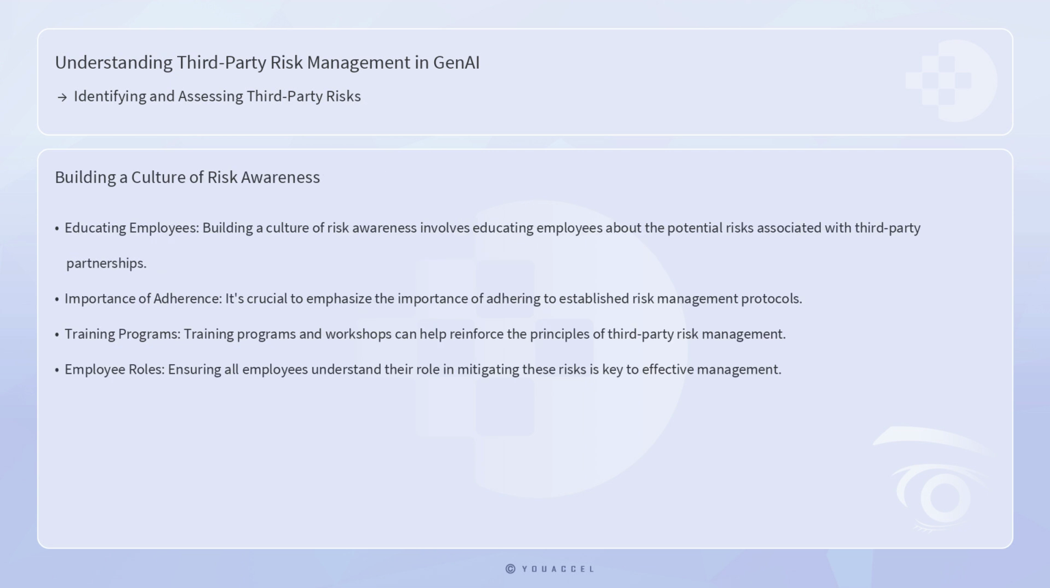Building a culture of risk awareness within the organization is essential for effective third-party risk management. This involves educating employees about the potential risks associated with third-party partnerships and the importance of adhering to established risk management protocols. Training programs and workshops can help reinforce the principles of third-party risk management and ensure that all employees understand their role in mitigating these risks.